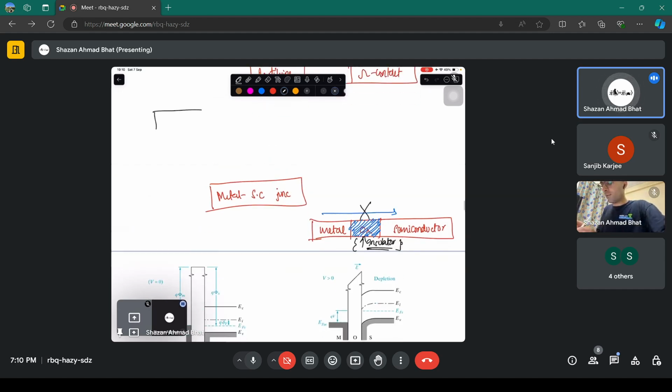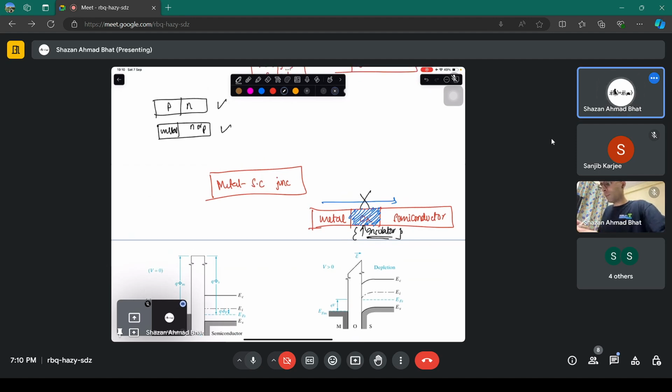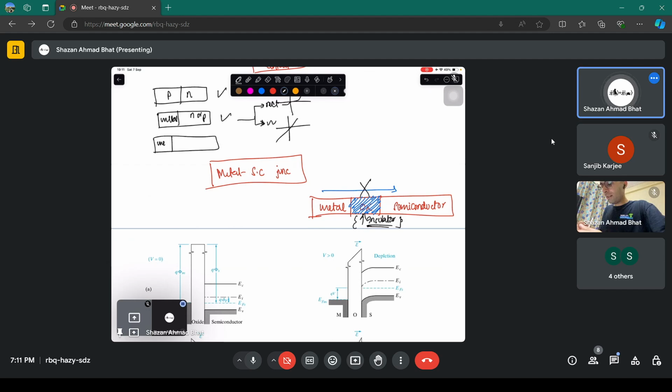It is very weird. Earlier we had a P and a N. Good. Then we said that we have a metal and N or P. That was absolutely fine. At least the current flowed. We had rectifying behavior and we had ohmic behavior. Here the current behaved like this, just like a diode, and here the current behaved like this, Ohm's law. Now what we are doing, we have a metal, we have an oxide, we have a semiconductor, N or P.